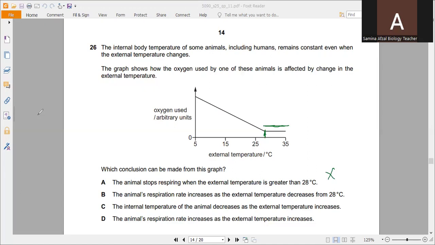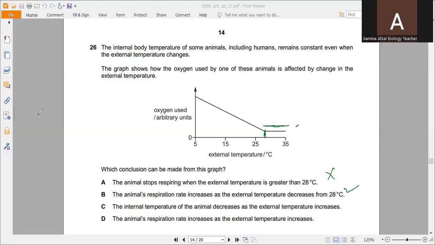B is the animal's respiration rate increases as the external temperature decreases from 28 degrees centigrade. So you can see a very small amount of oxygen remains over there. Oxygen is being used up, but a very small amount of oxygen remains behind. So as temperature drops, oxygen use increases. So this is the correct option.